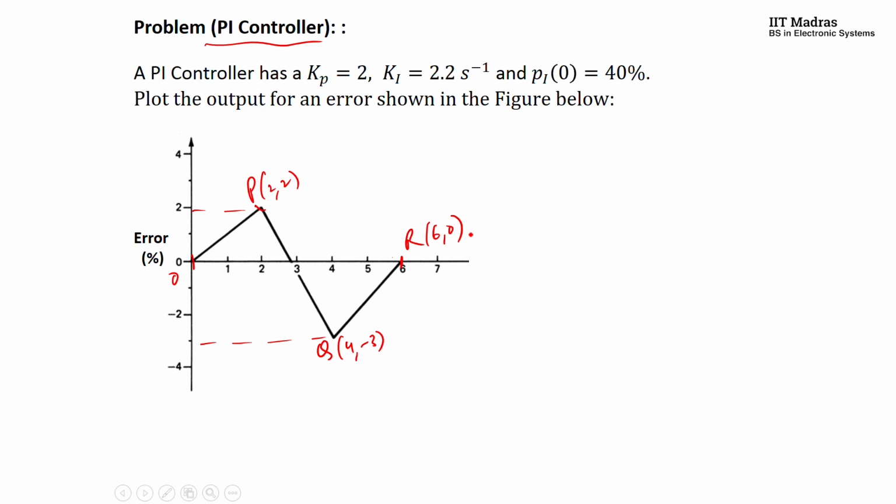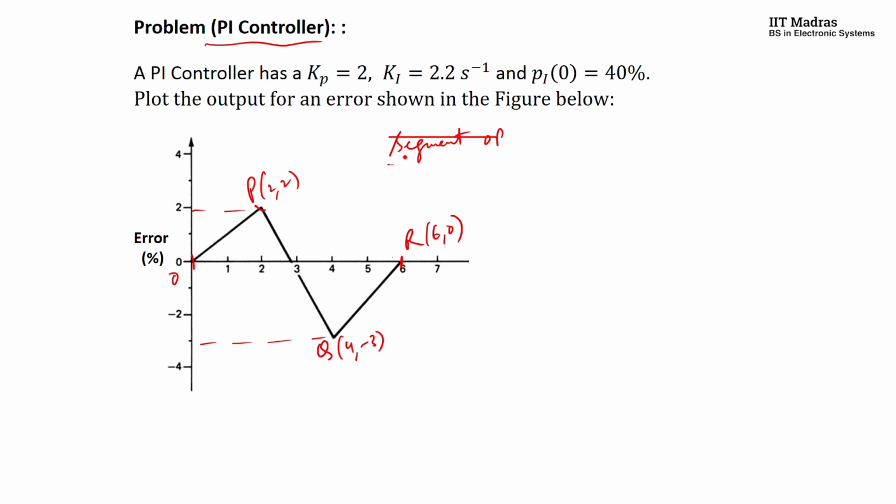So this is the way, just first you mark it. You need to see that between different time zones, the equation of the error curve should remain the same. Only then can we calculate the composite control mode output. So now I have 3 segments here. I would call this segment OP.